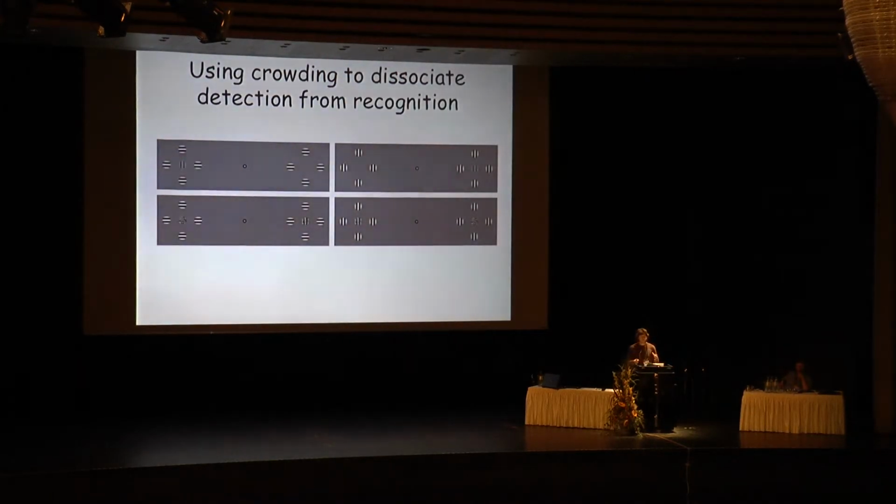How are we going to do this? We're going to use crowding. We know that crowding affects recognition, but it does not affect detection. So we're going to add some flankers that are either horizontal or vertical around the target. Now we know from the literature that these flankers are not going to have any impact on the detection threshold when there's no noise. Now we're interested in high noise to see if these flankers are going to have an impact.